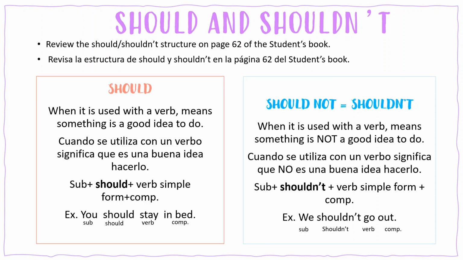Let's start with the grammar. In this unit, we are going to learn about the should and shouldn't structure. First, review the should and shouldn't structure on page 62 of the student's book.